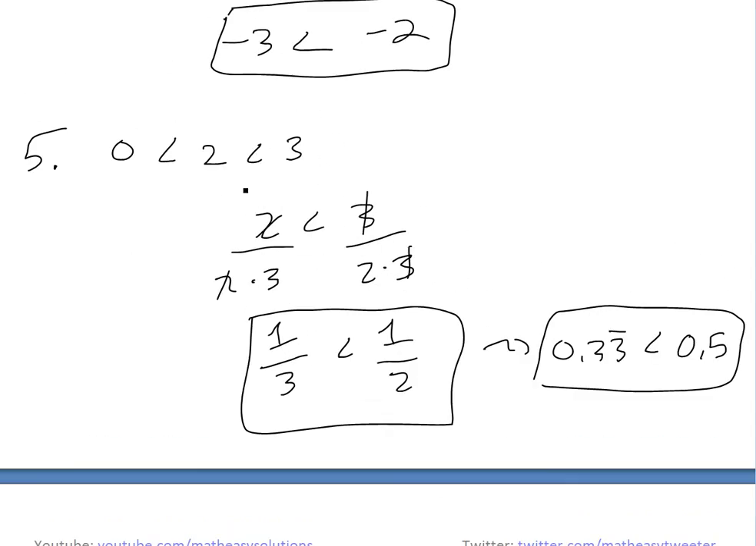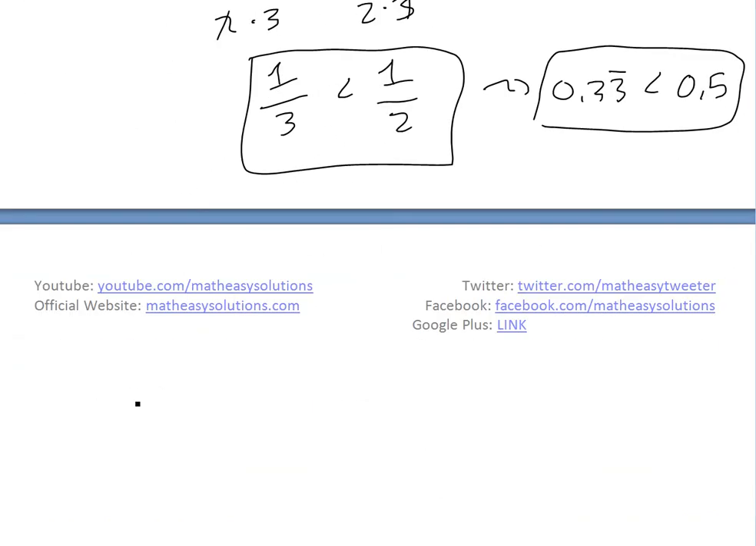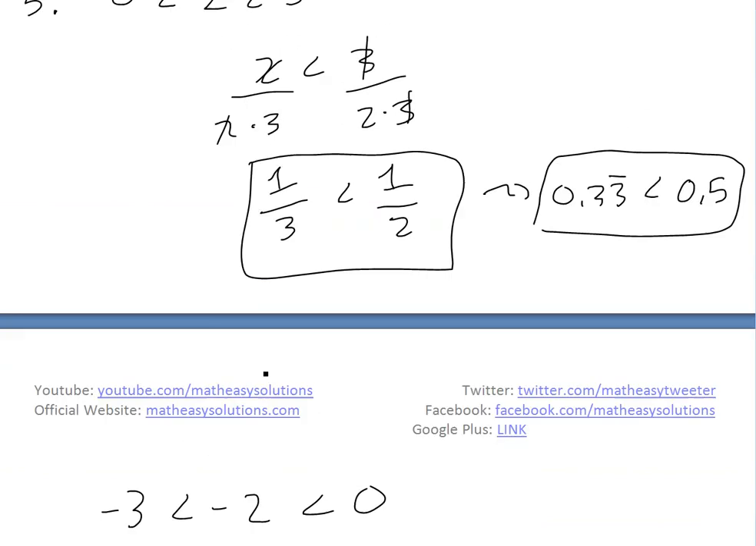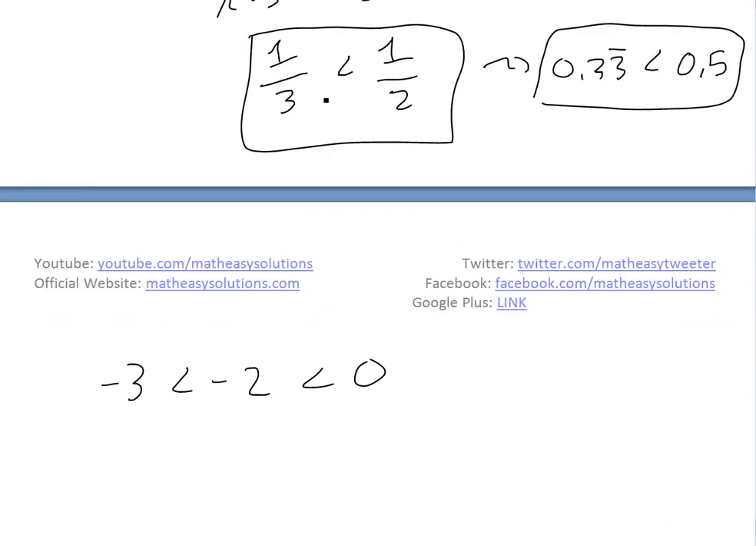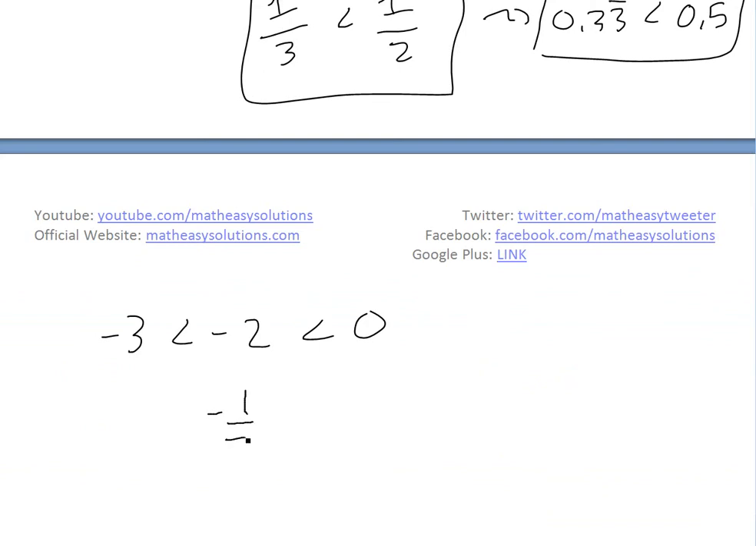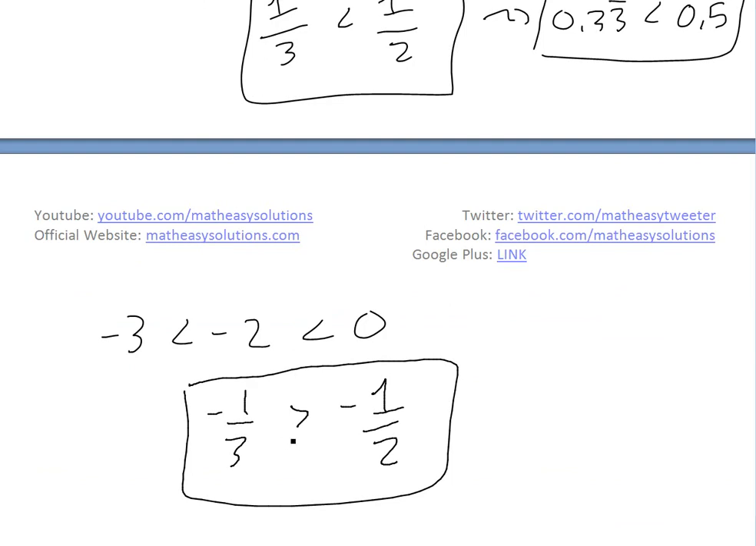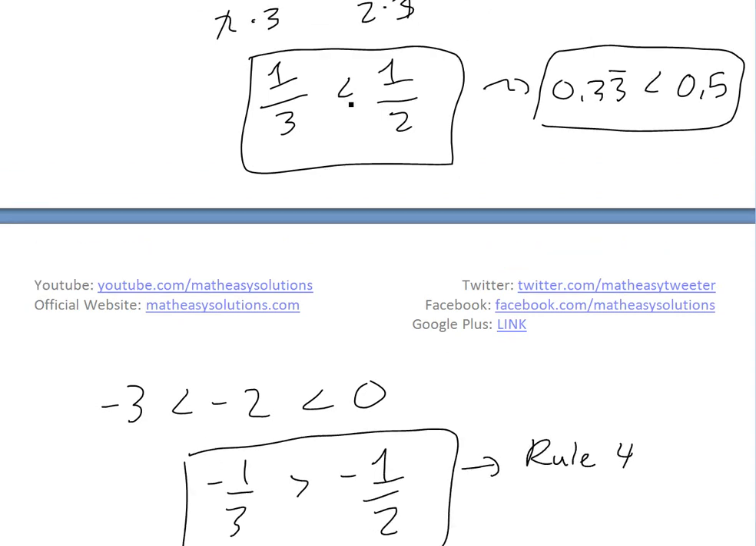But if these were negative, say negative 3 is less than negative 2, which is less than 0, so they're both less than 0 in this case, then we'll switch the sign and get negative 1 over 3 greater than negative 1 over 2. This is based on rule 4: if we're multiplying by a negative, then we just switch the signs.